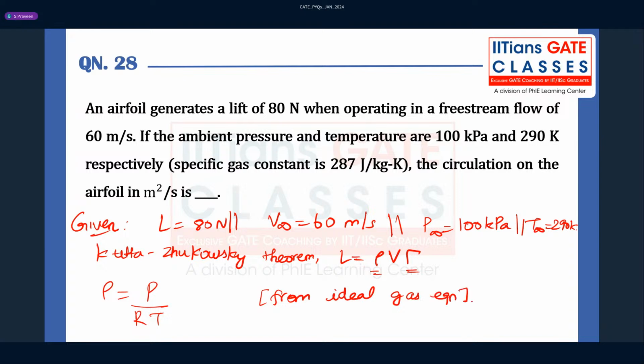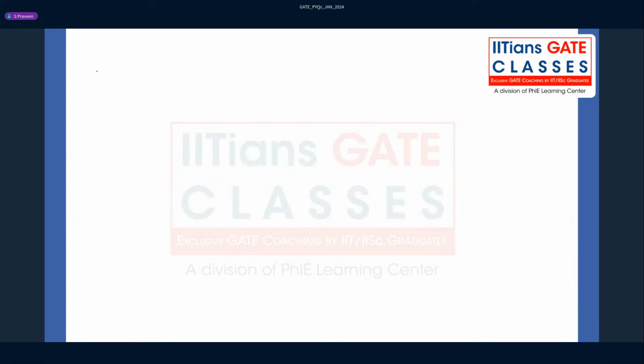So if I substitute back the values, rho will become P, which is 100 kilopascal, that is 10 power 5, divided by 287 times 290. You will get it around 1.201 kg per meter cube. So always take decimals up to the third place, so that you won't miss out on accurate values.